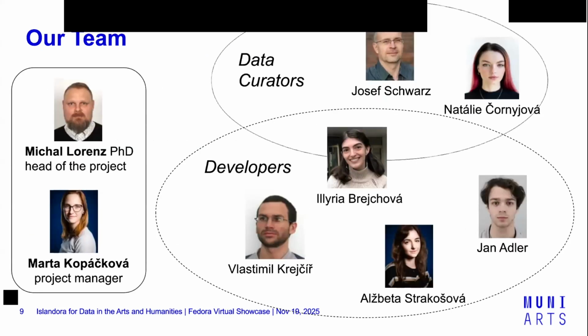This is a short overview of our team. As you can see, there are 2.5 data curators and 3.5 developers. It's not a mistake. The young lady who is in between is very capable, because she can do data curators' work, and she is a very capable software developer as well.